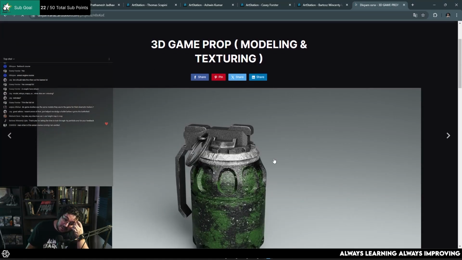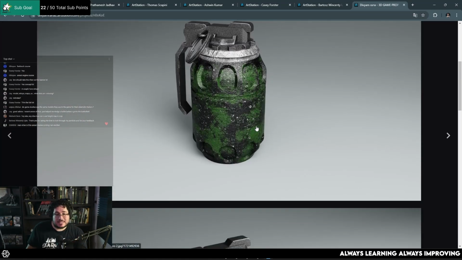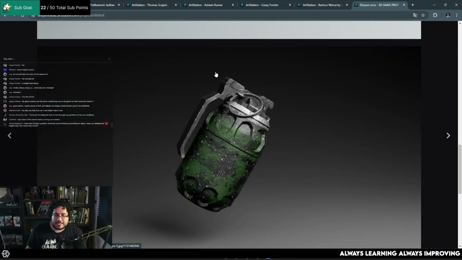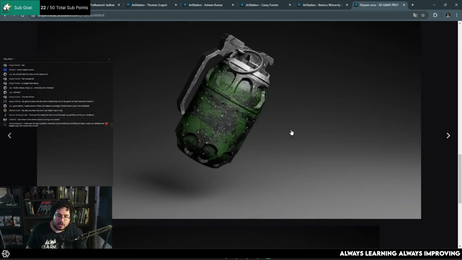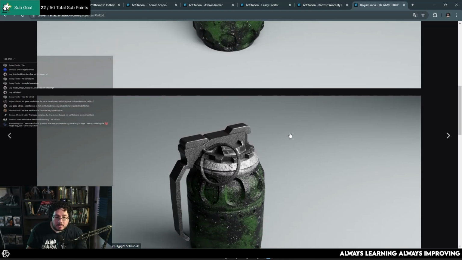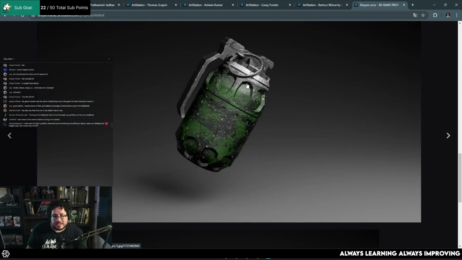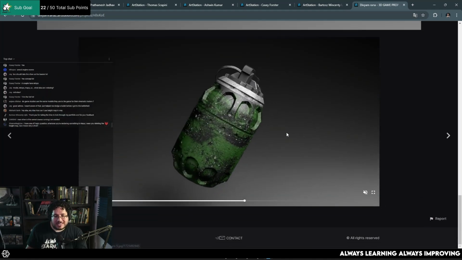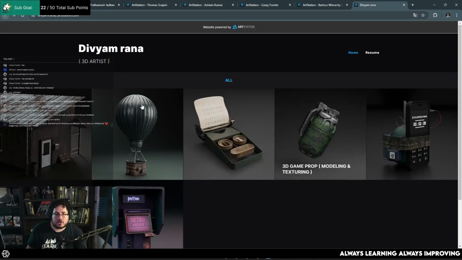So for instance, this grenade right here. The texturing, it's not good. It's too bumpy, too dirty, too ugly. This is not how a military grenade would look. And I'm not seeing a wireframe, so I'm not sure. On this one, I see a non-subdivided mesh, and on this one, I see a subdivided mesh. So it's tricky. It's not a great project.